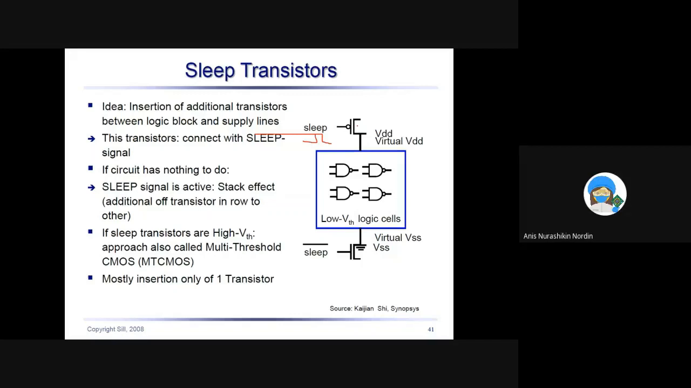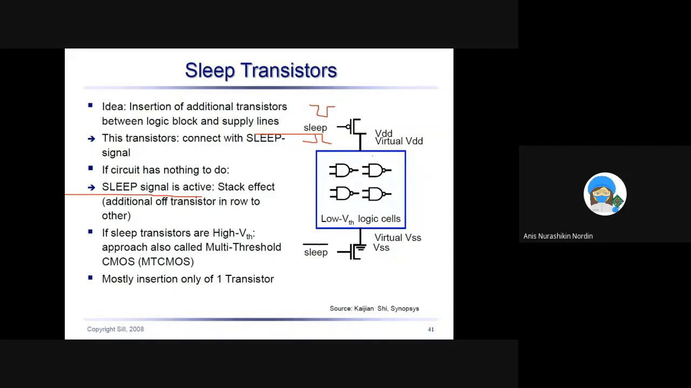Off, good. So when this is off, that means it is not connected to VDD and this signal is off. But when the sleep is low, the sleep is 0, this PMOS will turn on and this NAND gate will be pulled to VDD. So this NAND gate will be on. So when the sleep is active, you can read this too, the stack effect, the additional transistor in the row.